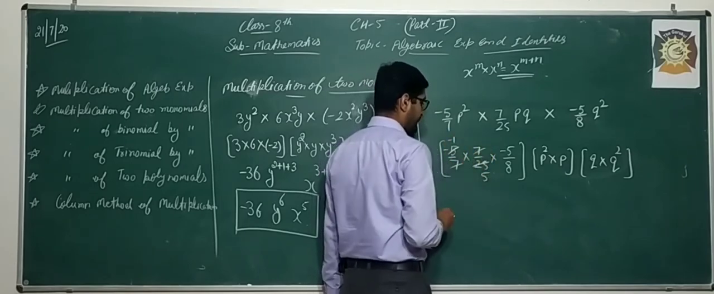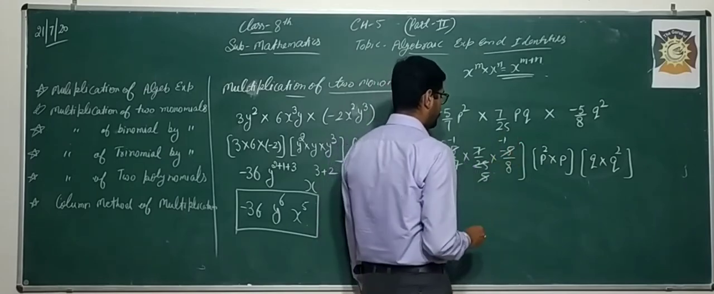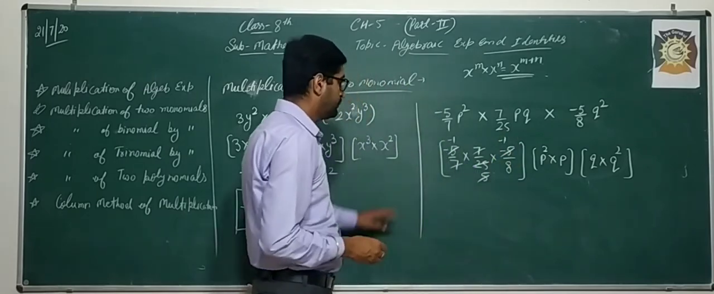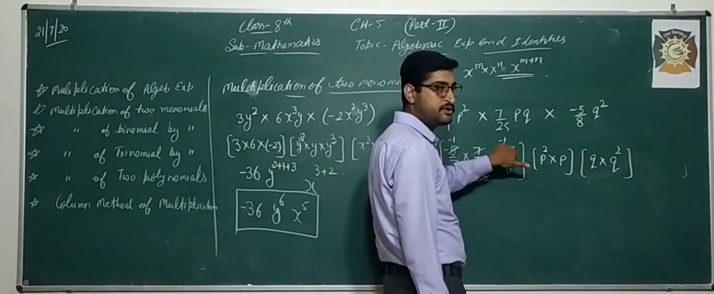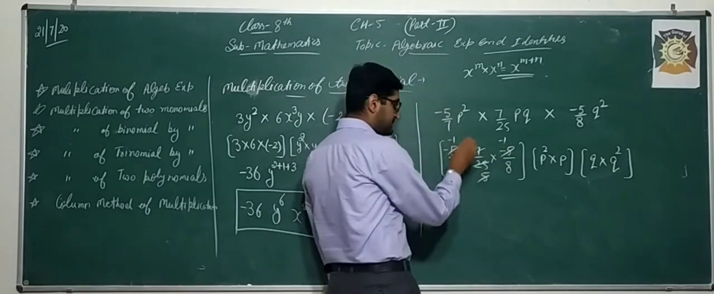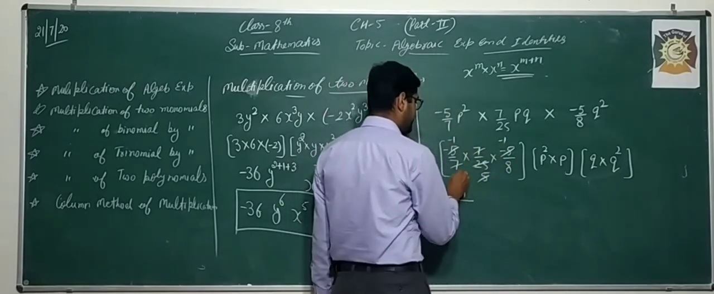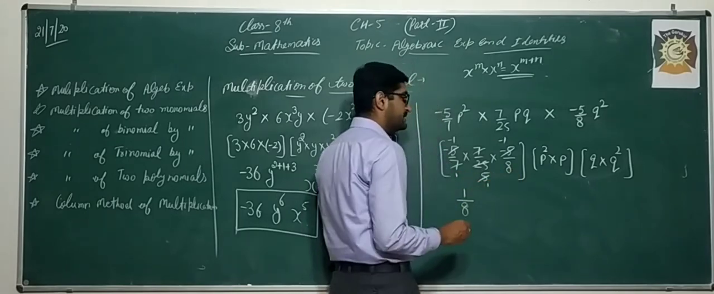7 cancels with 7, and this 5 cancels with this 5. It's again minus 1. Now this is minus 1, this is 1, and this is minus 1. So when we multiply these three terms, minus, minus, plus, this will be 1, and here it's 1, 1, and 8. It's 1 by 8.